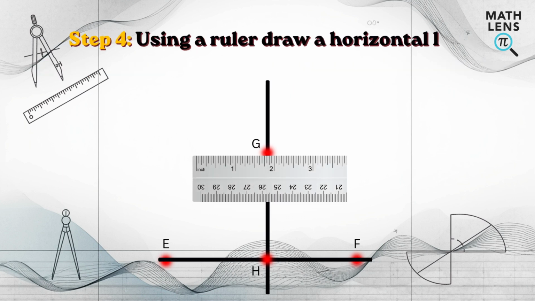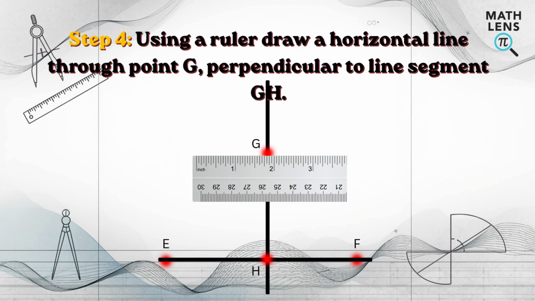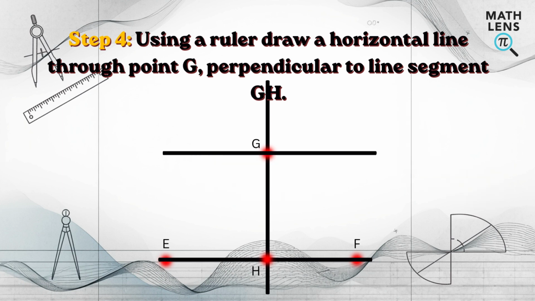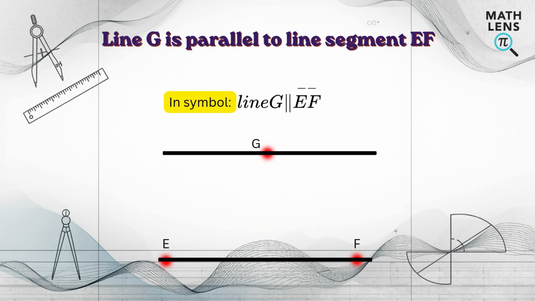Step 4. Using a ruler, draw a horizontal line through point G. This line should be perpendicular to line segment GH. The key detail here is ensuring that the line is perfectly horizontal and intersects point G at a right angle to segment GH. In this slide, we are focusing on the relationship between line G and line segment EF. Take note that line G is parallel to line segment EF.